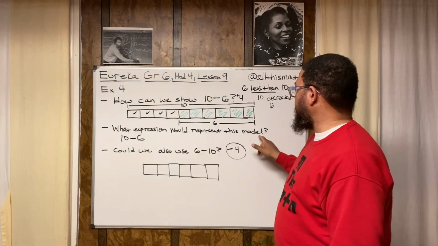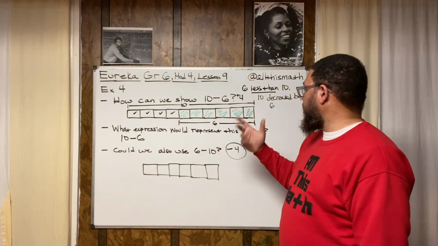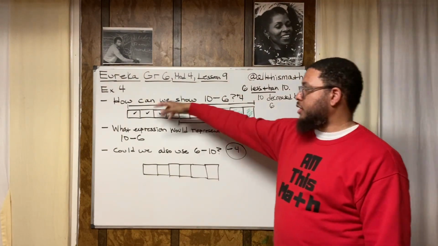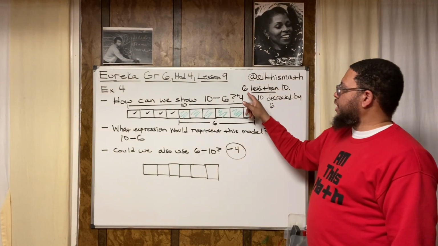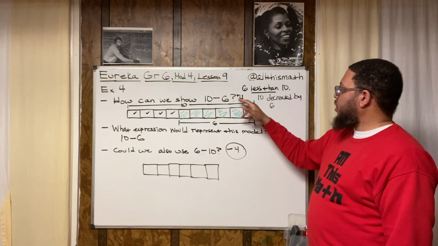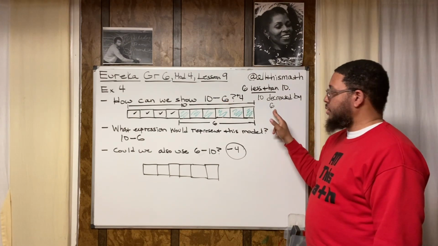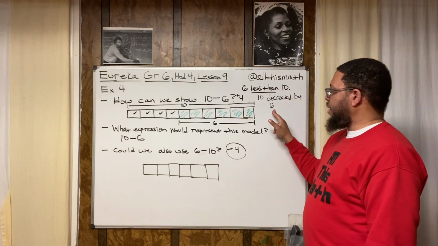What expression will represent this model? Yeah, 10 minus 6. I should have written the word minus. I messed up. But remember, this is real important right here. This is extra, this wasn't even in the book. Also know that 10 minus 6 is the same thing as 6 less than 10. Also, 10 minus 6 can be expressed as 10 decreased by 6. All right? 10 decreased by 6.